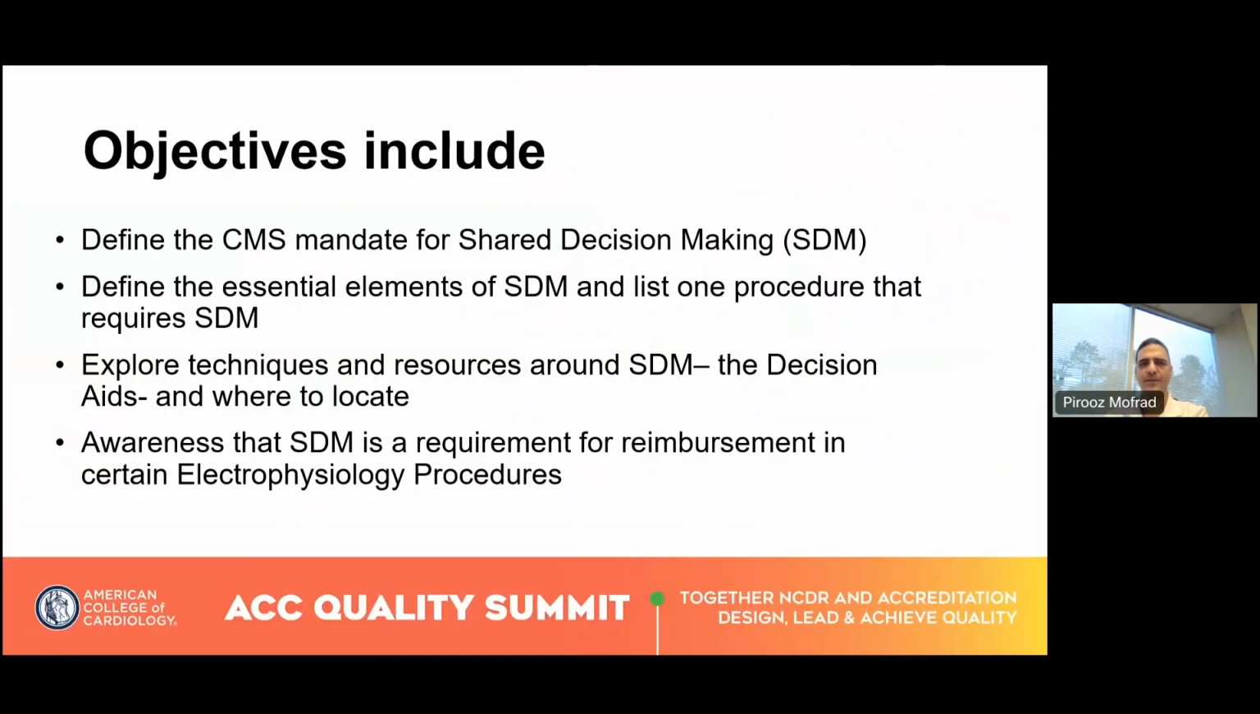We're going to talk a little bit about the CMS mandate for shared decision making and define the essential elements of what shared decision making means, and the techniques of how it can be achieved and performed in the office or at home, how patients can be informed about that decision making process, and a little bit of heightened awareness about how shared decision making has actually become a requirement for certain procedural reimbursements for us here in the electrophysiology world.